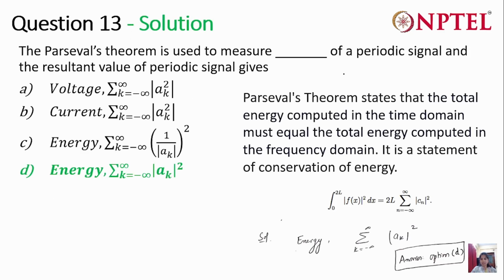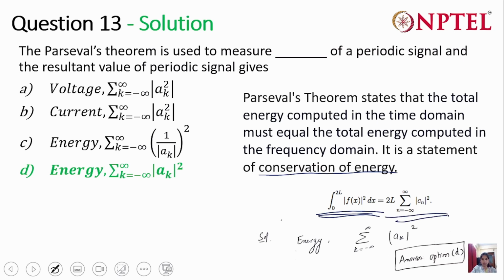So what Parseval's theorem states is that the total energy computed in the time domain must be equal to the total energy computed in the frequency domain. That is the Parseval's theorem statement. So basically it's a statement of conservation of energy. So Parseval's theorem is used to measure the energy, and the formula is like this. In the frequency domain, it is summation k equal to minus infinity to infinity of mod of ak square.